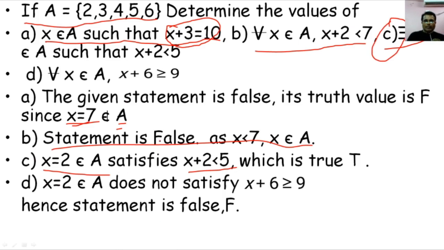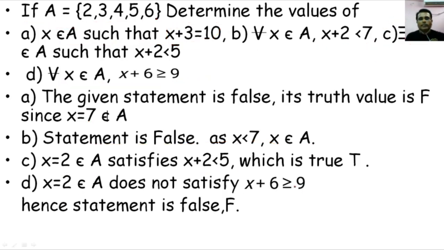And the last example, for all x belongs to A, x plus 6 is greater than or equal to 9. So for x equal to 2, what happens? 2 plus 6 is 8, 8 is not greater than or equal to 9, the condition is not satisfied, therefore it is not a true statement, it is a false statement.